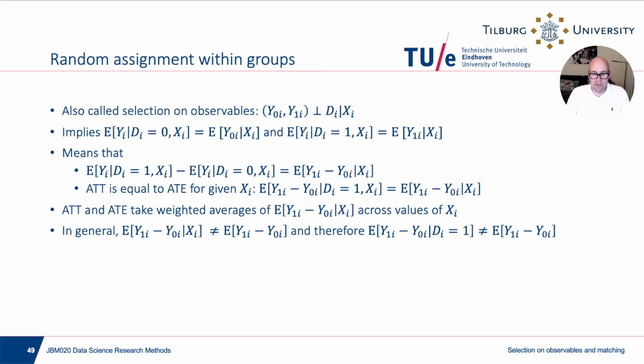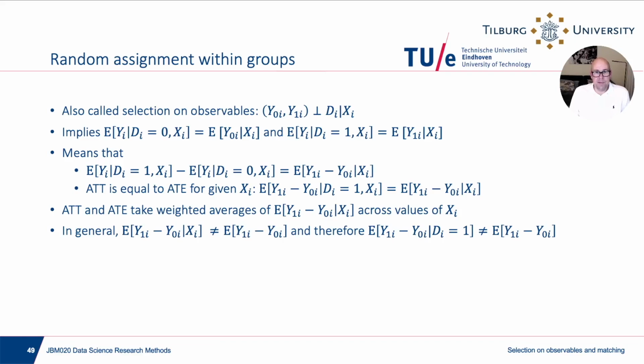Good. So let's slowly transition into more interesting territory. All this is about formalizing a random assignment within groups, which is also called selection on observables or conditional independence. Or some people call it the CIA, the conditional independence assumption, or the matching assumption.